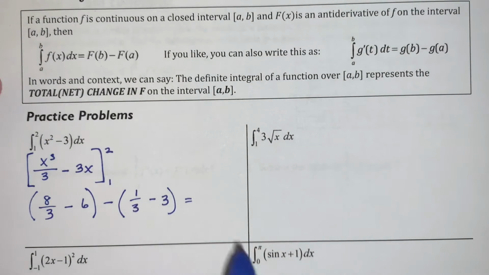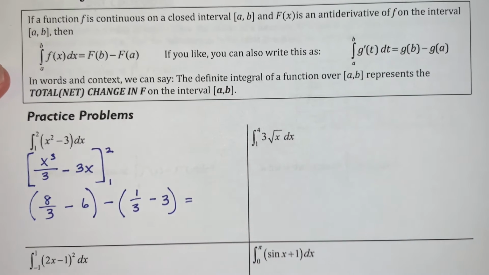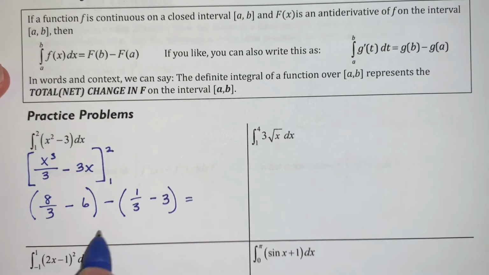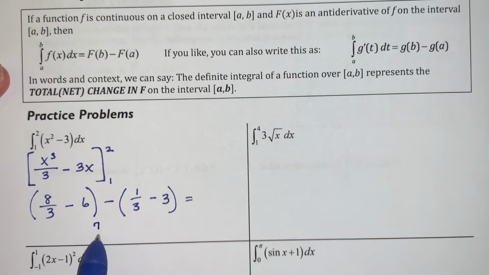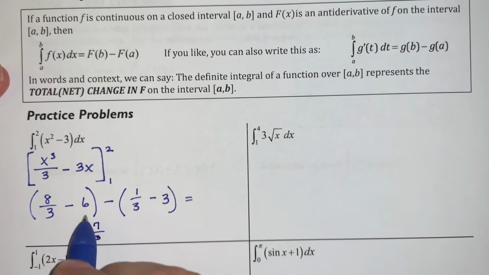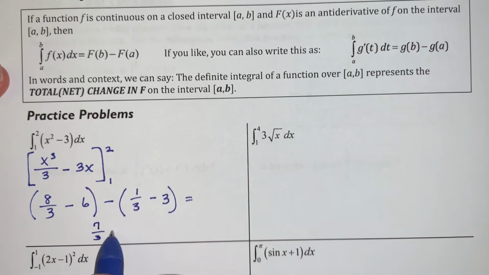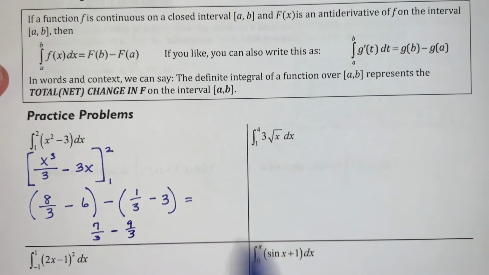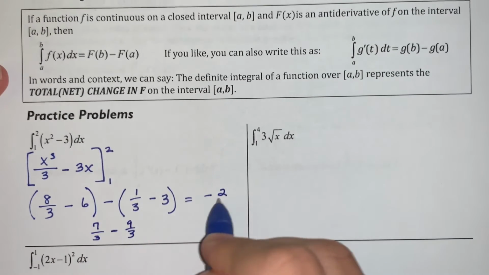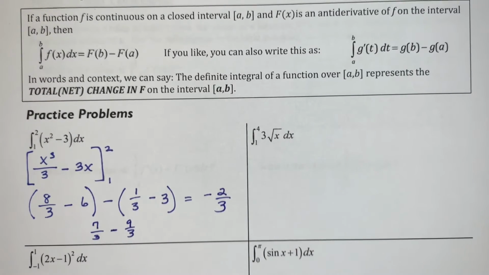Okay, so we go ahead and do that subtraction. Over here, I'm just going to do some math on the bottom. That becomes 7 over 3. This is negative 6 plus 3, which is minus 3, but I can write that as 9 over 3. So then this becomes negative 2 over 3 as the final answer.